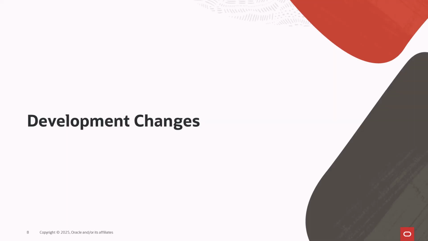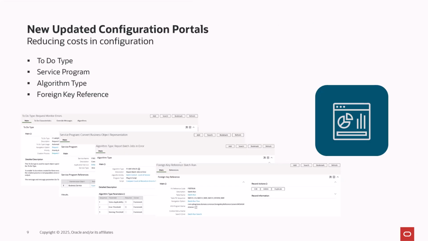Within each release, we endeavor to reduce the costs and risks of building and maintaining extensions to the products and services. This release continues that tradition. In each release, we convert older style maintenance objects into new maintenance experiences using configuration tools. This reinforces consistency as well as introduces new capabilities to reduce costs and risks. It also means we can better extend these capabilities in the future. In this release, we have converted the to-do type, service program, algorithm type, and foreign key reference maintenance functions.